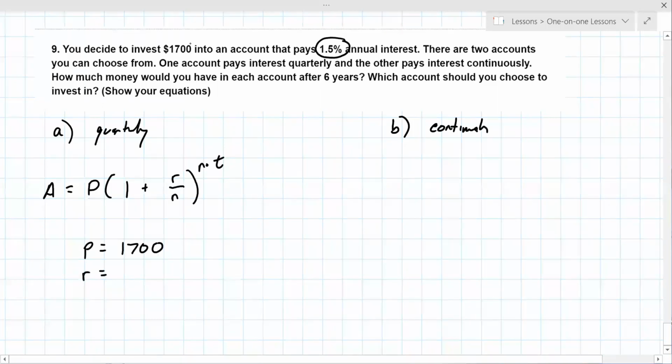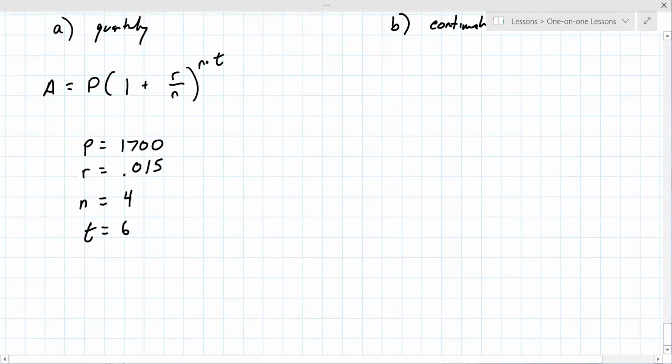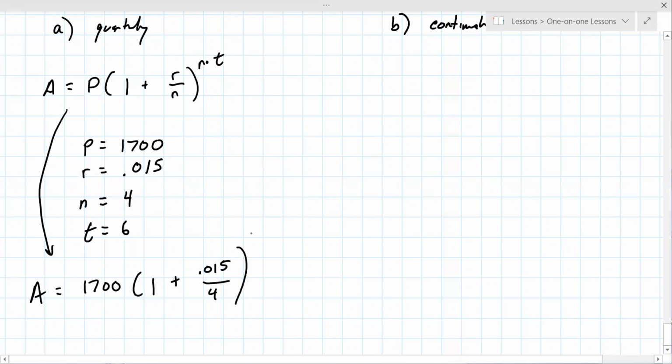You never work with the percents in math equations. You have to convert that to a decimal, 0.015. And this is super critical because it's quarterly, n equals 4. T is 6 years. So notice that I've given you P, R, N, and T. You have enough to be able to find this value. What usually happens is there's calculator errors, so really take plenty of time to enter this correctly into the calculator. When it says to show your equations, they want you to show exactly what I've got here. Give that a try, and then I'm going to write down the answer that I get, and we'll compare.